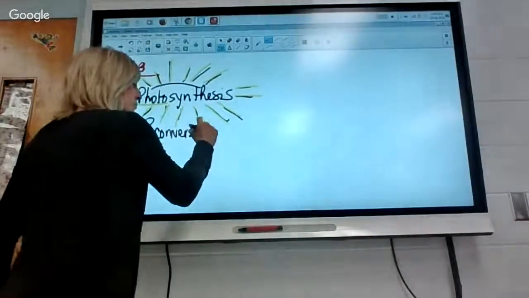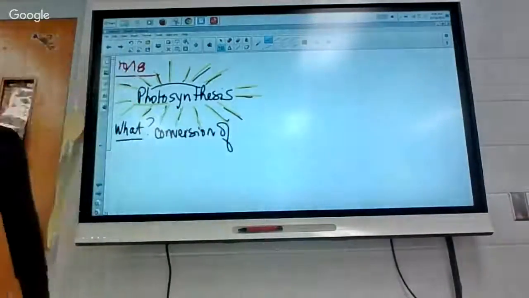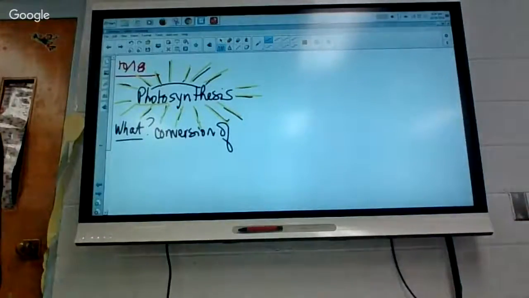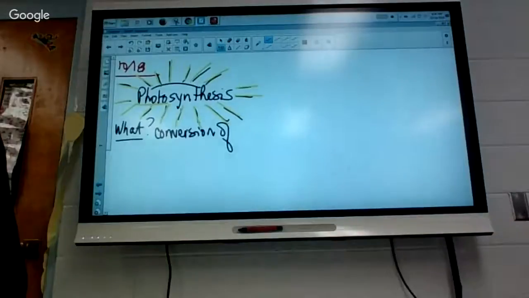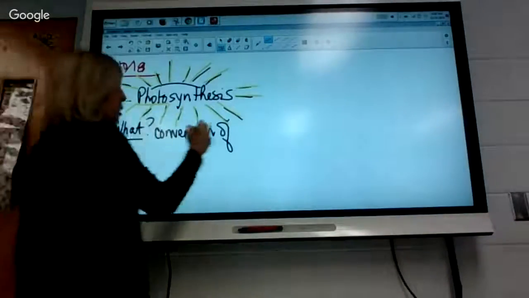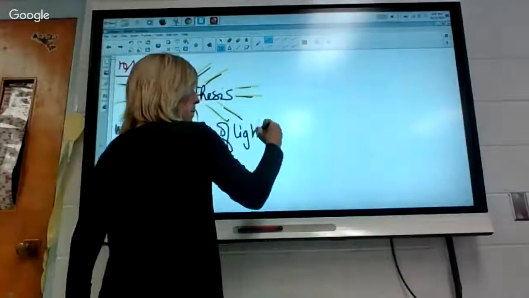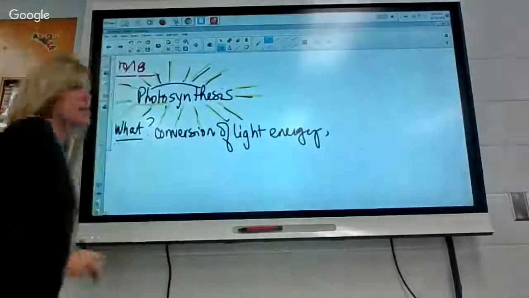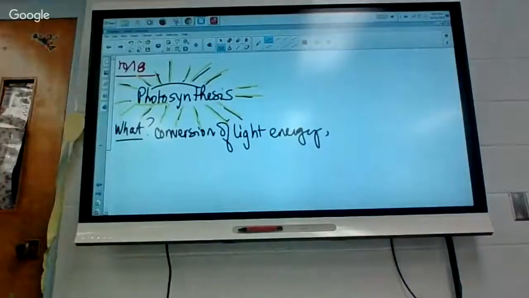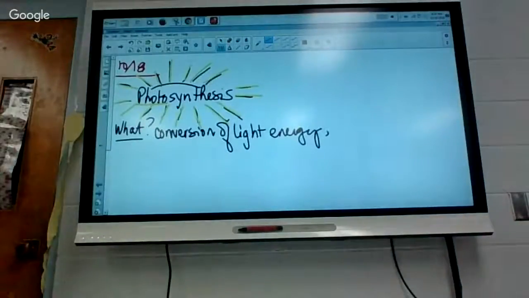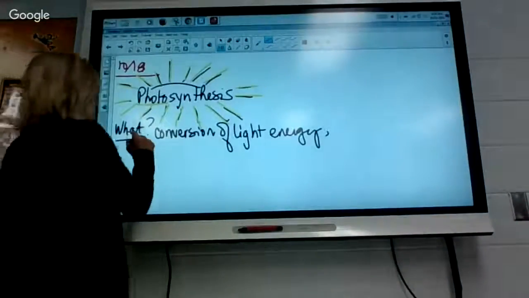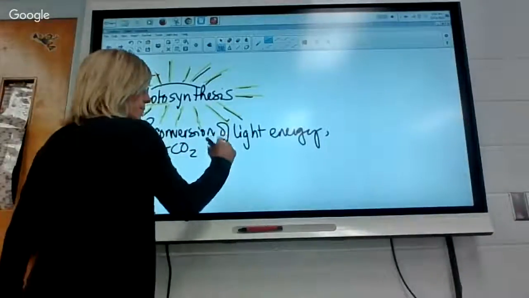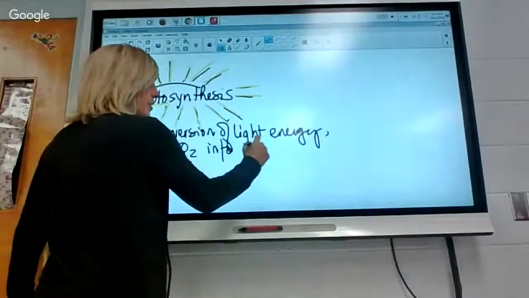conversion of what kind of energy starts it? What kind of energy has to start the process? Light. Conversion of light energy. All right, what else? What else comes into the CO2 into organic sugar?